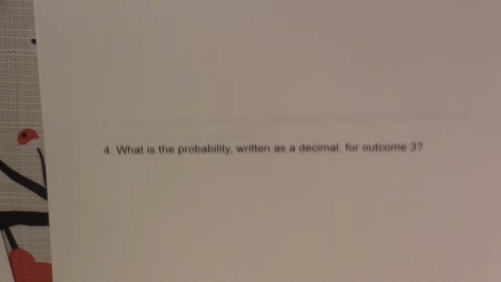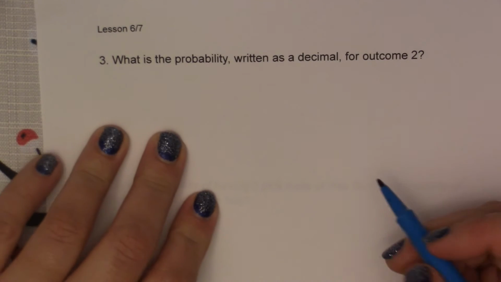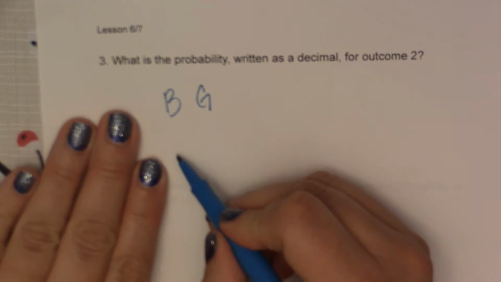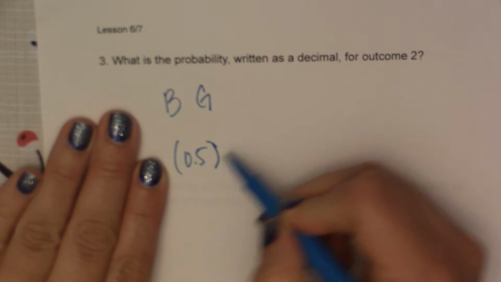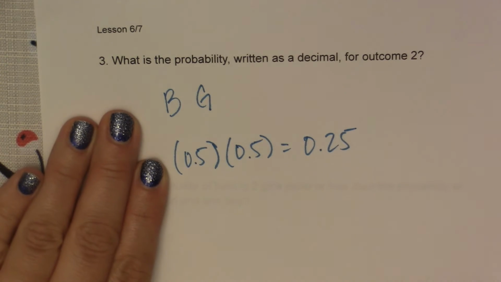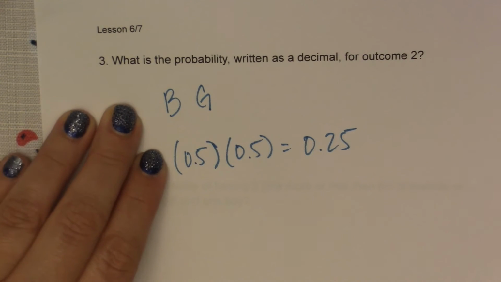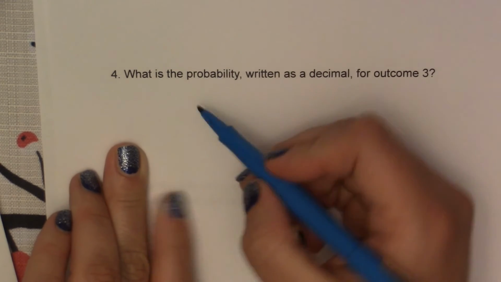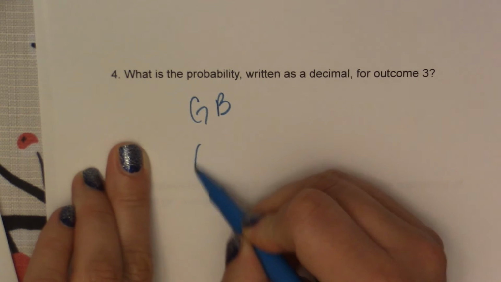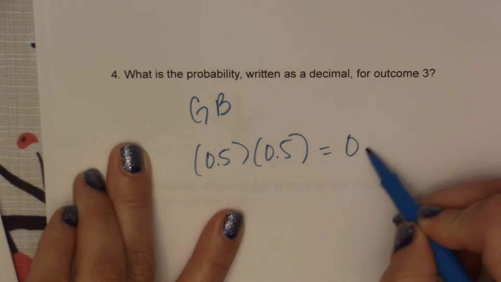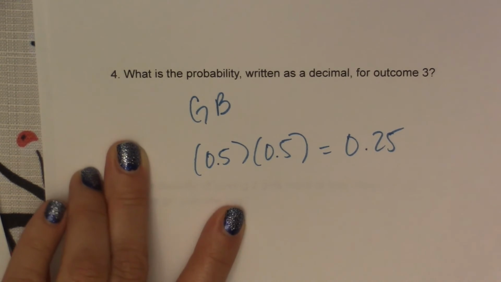Okay. Our next question says, what is the probability written as a decimal for outcome 2? Outcome 2 was boy, girl. So we know the boy is 0.5, but our girl probability is also 0.5. So we get the same probability as our previous question, so 0.25. Number 4, for outcome 3. Outcome 3 is a girl and then a boy. Same outcomes, 0.5. Get the same probability, 0.25.